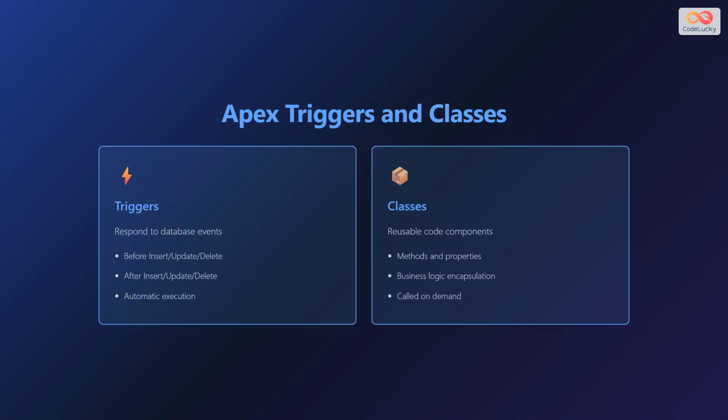Two fundamental components of Apex development are triggers and classes. Triggers are blocks of code that respond automatically to database events. You can write triggers to execute before or after records are inserted, updated, or deleted. This automatic execution makes triggers powerful for enforcing business logic at the database level. Classes, on the other hand, are reusable code components that contain methods and properties. Classes allow you to encapsulate business logic and call them on demand from other parts of your code. Using classes makes your code more organized, maintainable, and reusable.